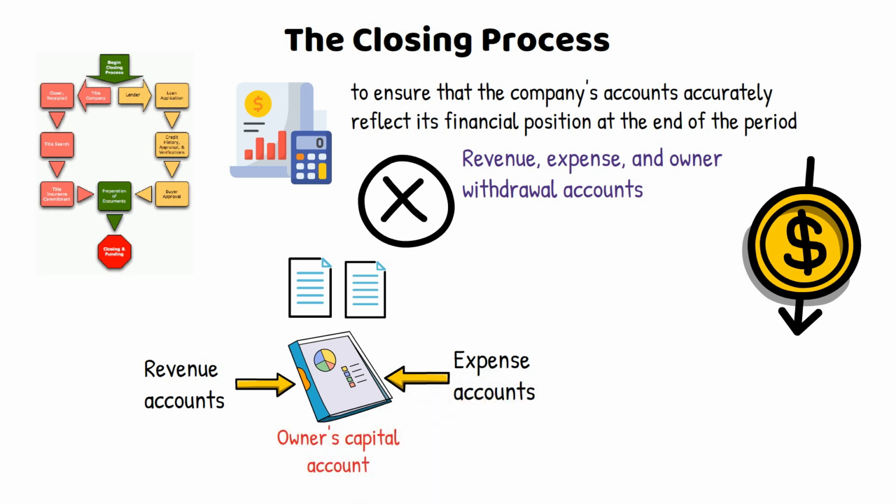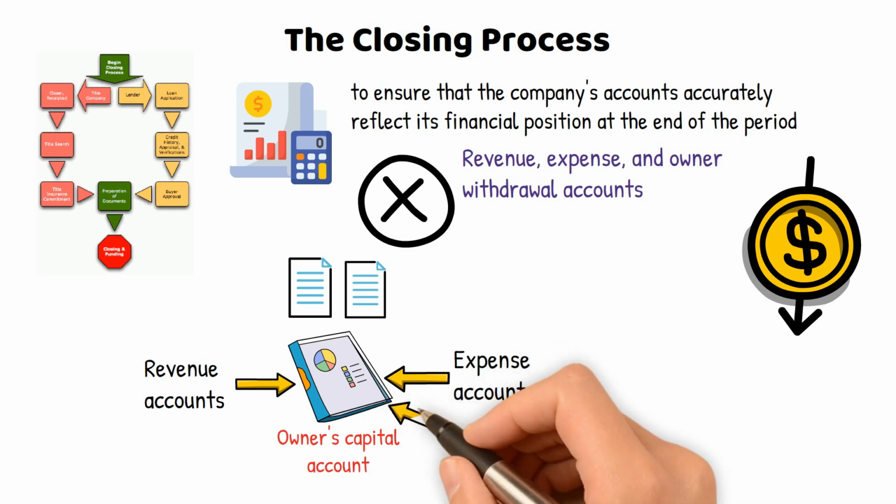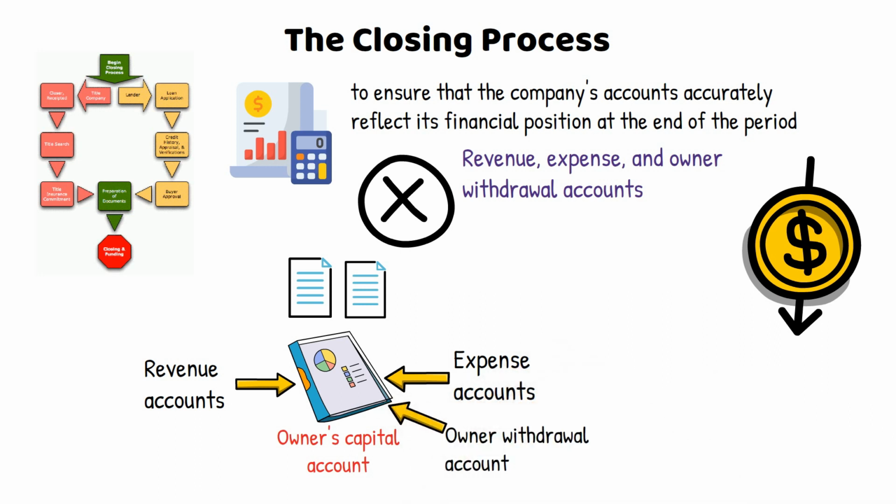The owner withdrawal account, which represents the withdrawals made by the owner during the period, is also closed into the owner's capital account. This ensures that the withdrawals are correctly accounted for and that the owner's equity is adjusted accordingly.